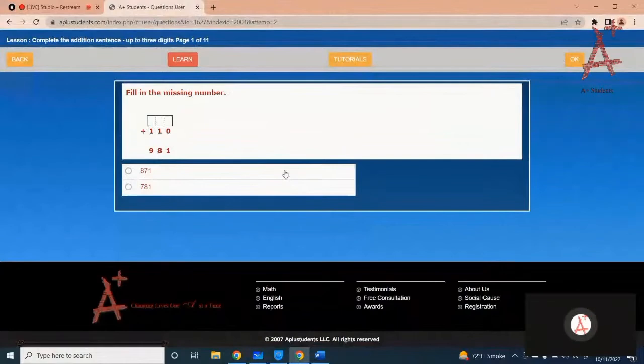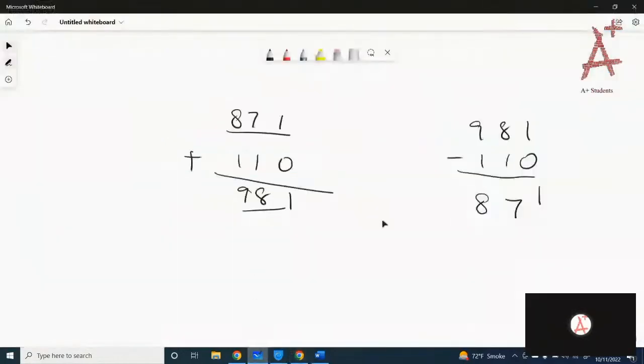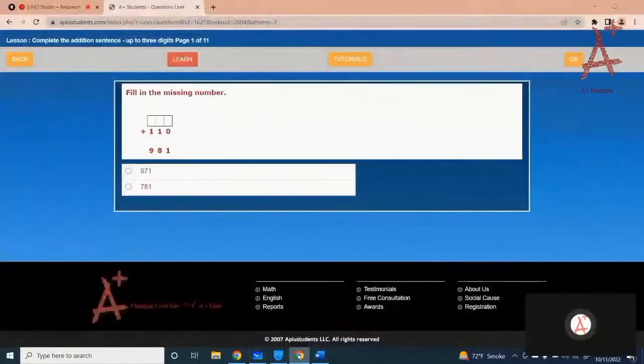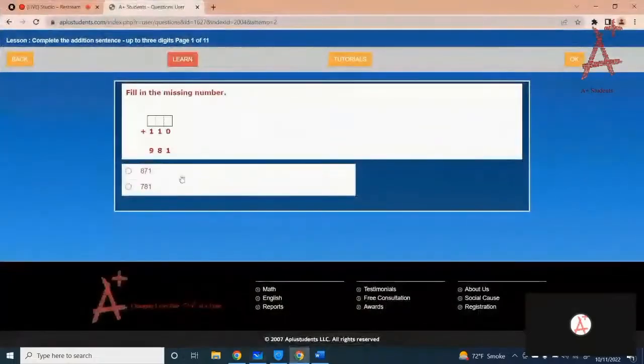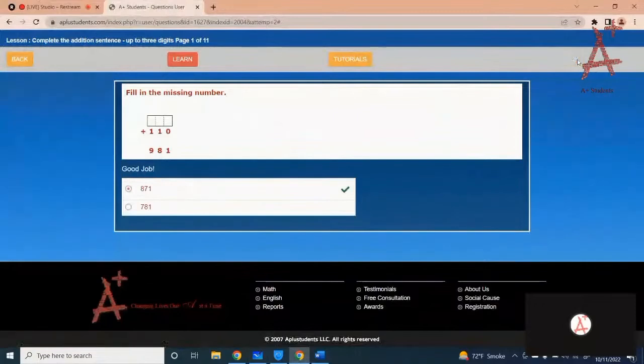Okay, I think that's the same one I just did on the board. The missing number plus 110 equals 981. Yes, this one. That means the number you have to add is 871. Got it? Just select the correct option and click on the OK button. 871 is the correct option.